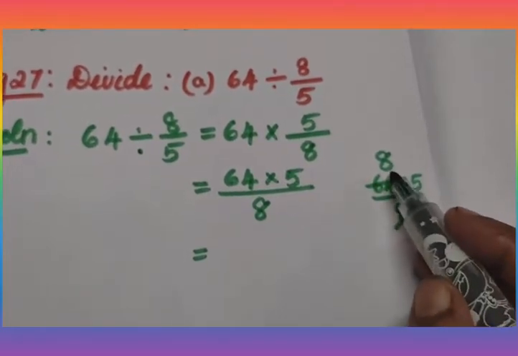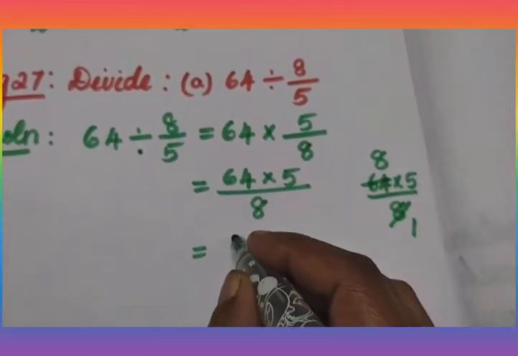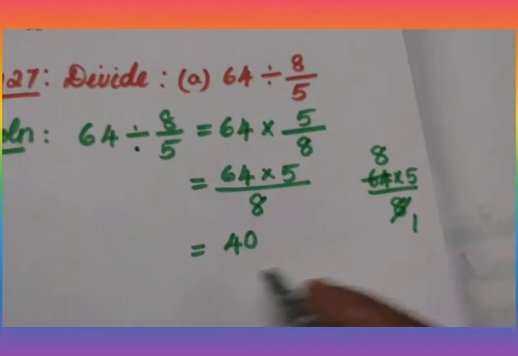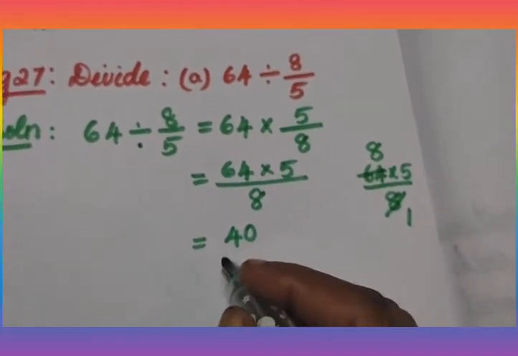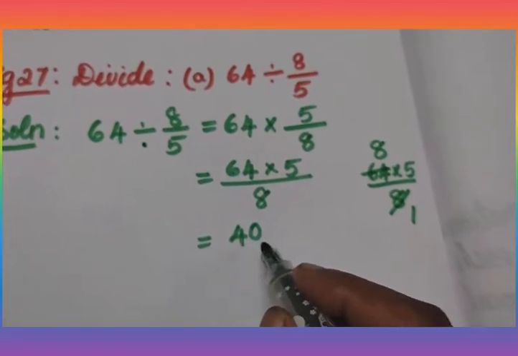So we can multiply the numerator. Okay, 8 into 5, 8 5s are 40. The denominator is 1, is it not? So no need to mention that denominator. So the answer is 40.